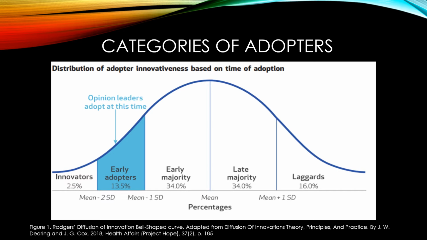Categories of adopters include innovators, early adopters, where the opinion leaders adopt the idea, the early majority, the late majority, and laggards. As you can see, this pattern typically follows a bell-shaped curve.